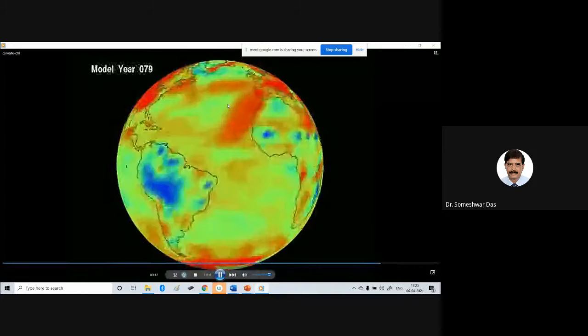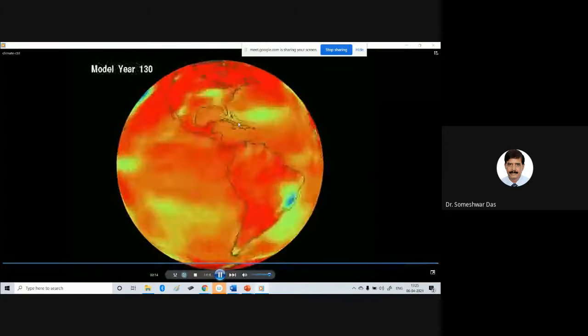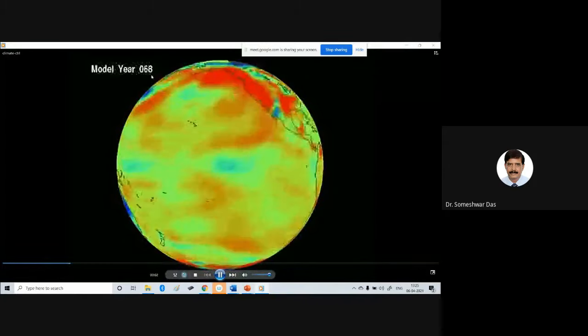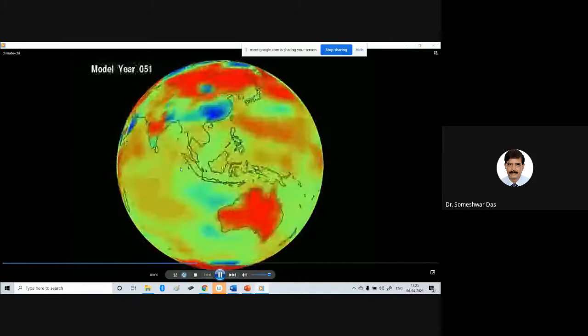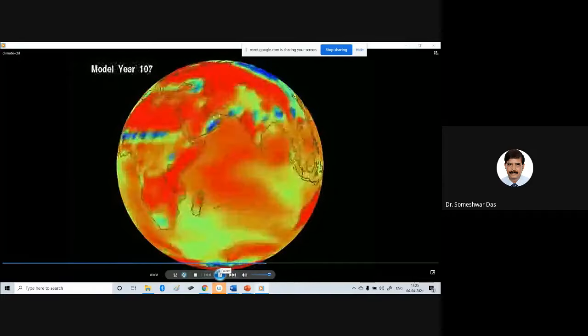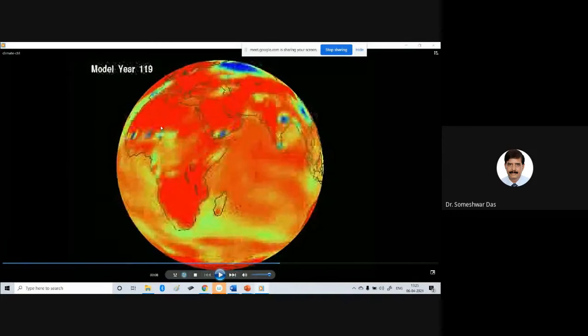And what you are seeing is basically the evolution of temperature. And these are the different years, as you can see. Year number 90, 120, moving so fast. If I just pause for a while, for example, this is 119. After 119 years, how this looks like, everything is red here. I don't see the scale here, but everything is red. That means warming is taking place.